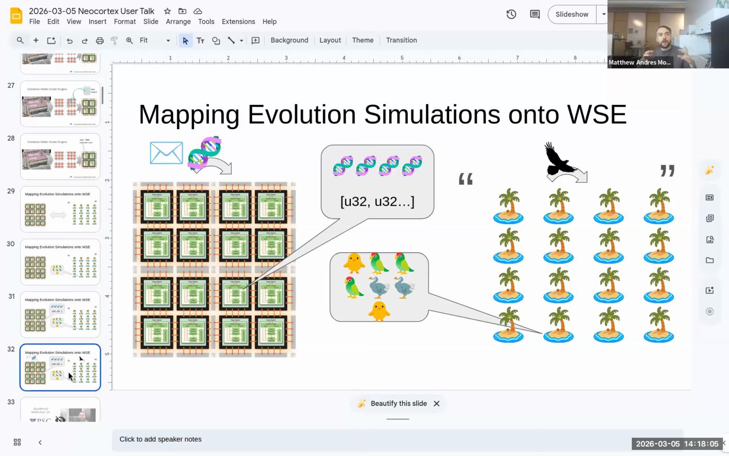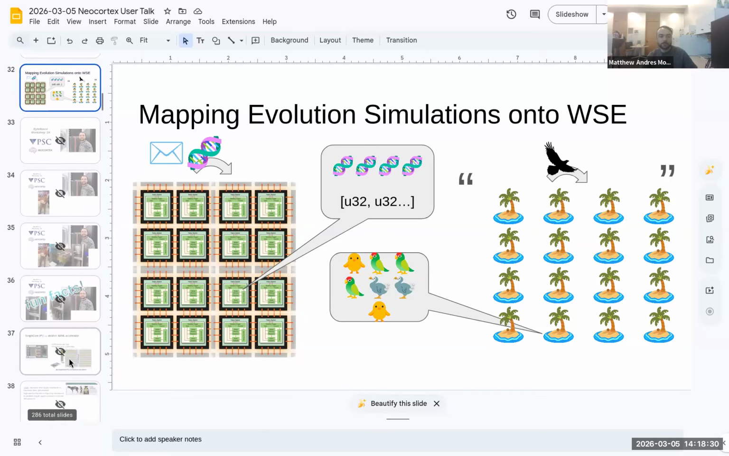And then in order to stitch the whole population together, we use message passing between neighboring processors to enable migration to connect all those subpopulations into a united global population, just like you might see birds migrating in between islands.